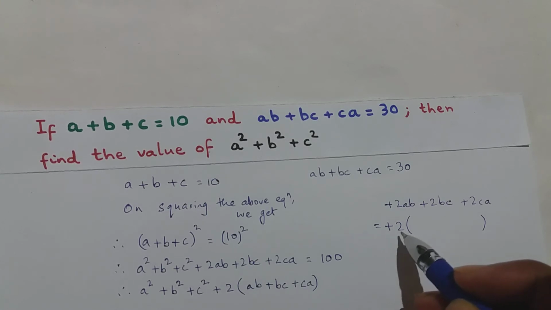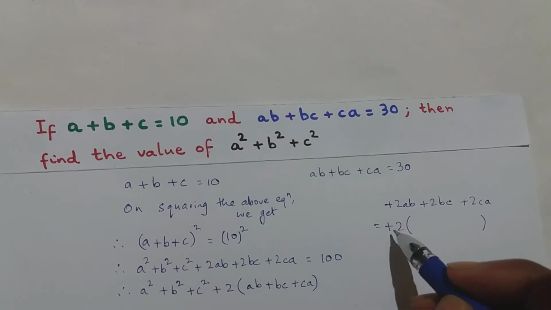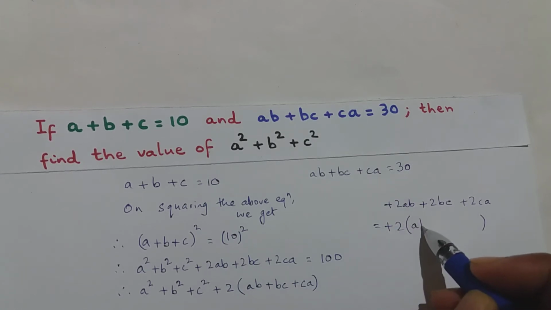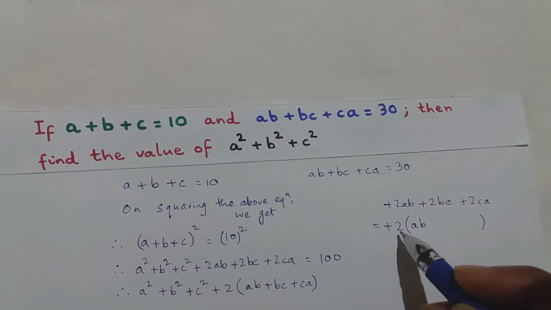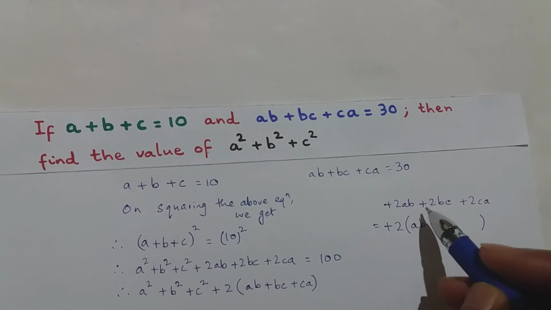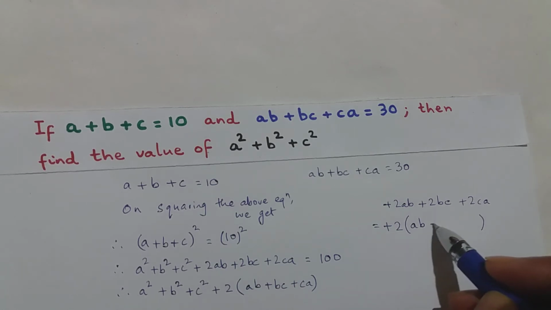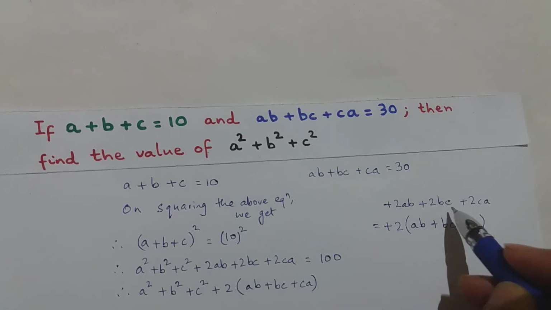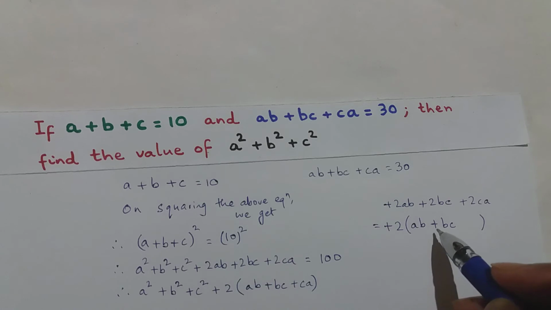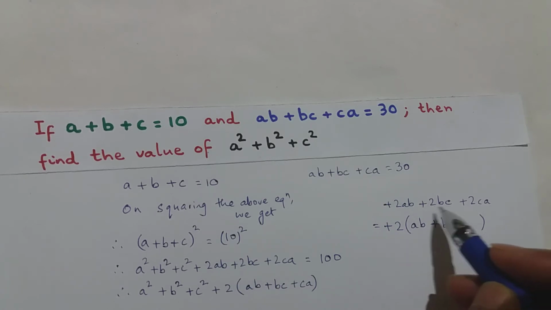Now plus 2 multiplied to what will give us plus 2ab? So plus 2 multiplied to ab will give us plus 2ab. Now plus 2 multiplied to what will give us plus 2bc? So plus 2 multiplied to plus bc will give us plus 2bc. You can check it. Plus 2 multiplied to plus bc: plus into plus is plus, and 2 into bc is 2bc.